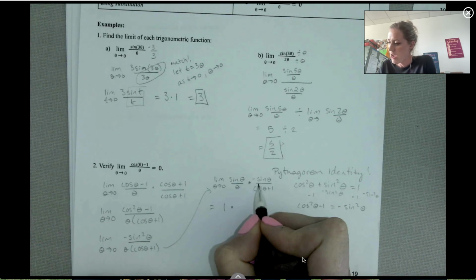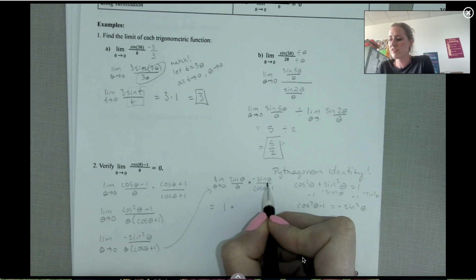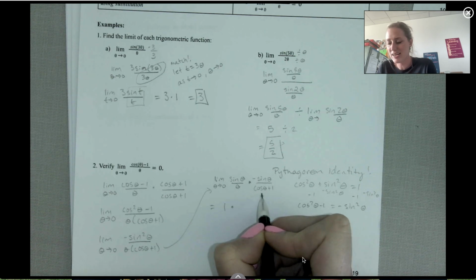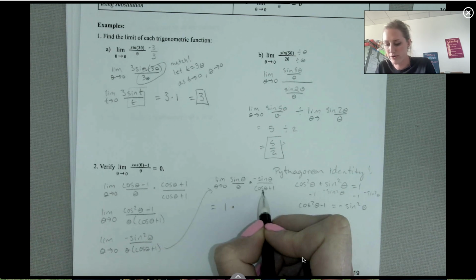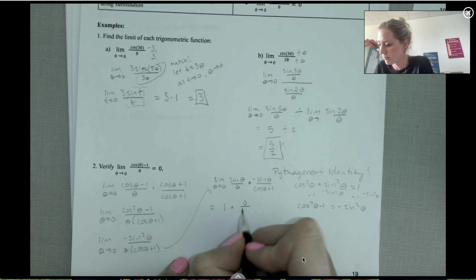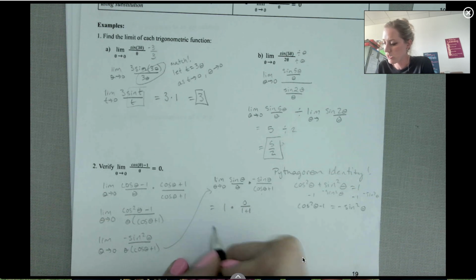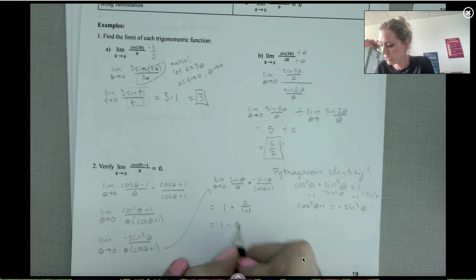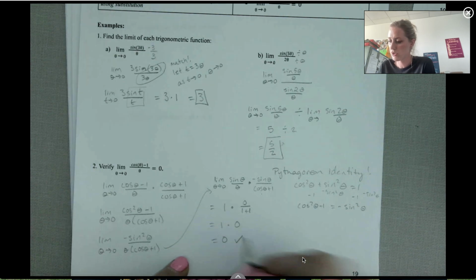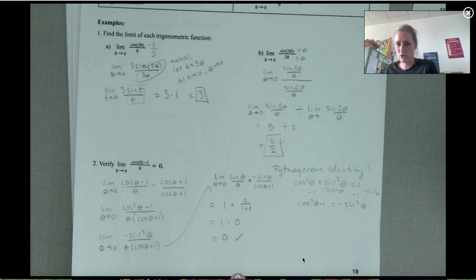0, negative sine of 0. Well, sine of 0 is 0, negative 0 is still 0. 0 divided by anything is 0, and cosine of 0 is 1. So I really get 0 over 1 plus 1, which is 1 times 0, which is 0. So we just verified that this is true.